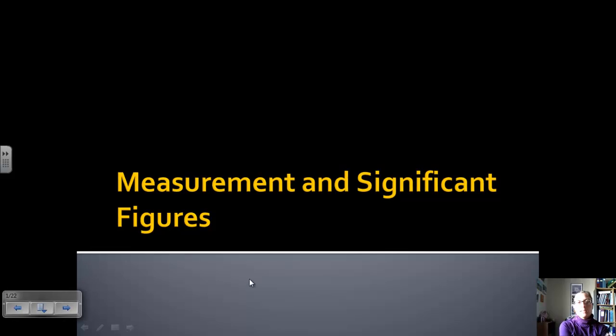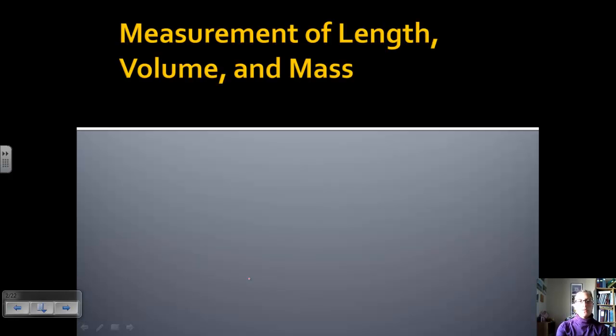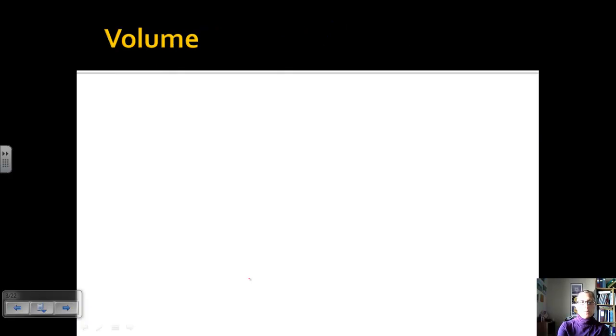So today we're going to discuss the second section of measurements and calculations, mainly talking about significant figures. Before we do that, we need to talk about where significant figures come from, and it's mainly from measurements. The three main measurements that we do are length, volume, and mass.